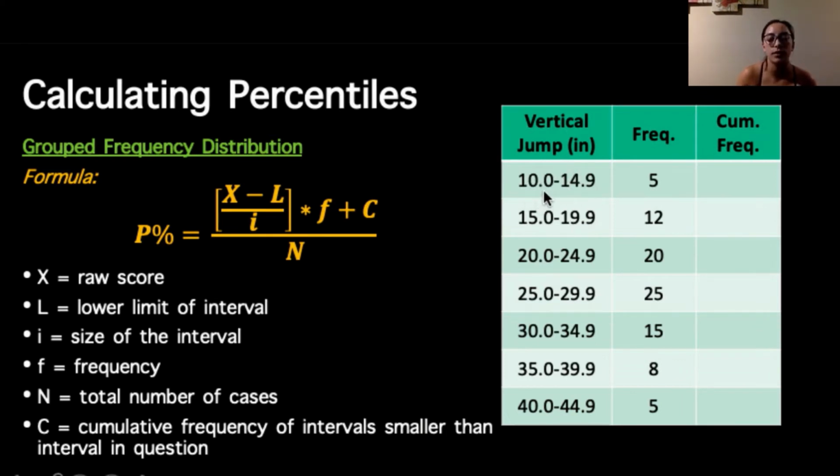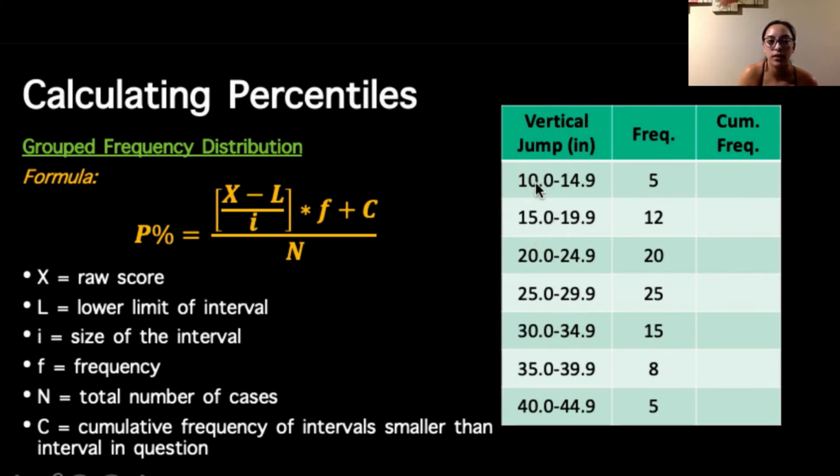Okay, so for this particular one, we have vertical jump as our variable again. And we have intervals of 5 inches. So 10 to 14.9, right? 15 to 19.9. Technically, they're 4.9 intervals, but I mean, meh. Okay. So generally speaking, our interval size is 5. The quickest way that you can determine interval size is by taking two adjacent lower boundaries, right?